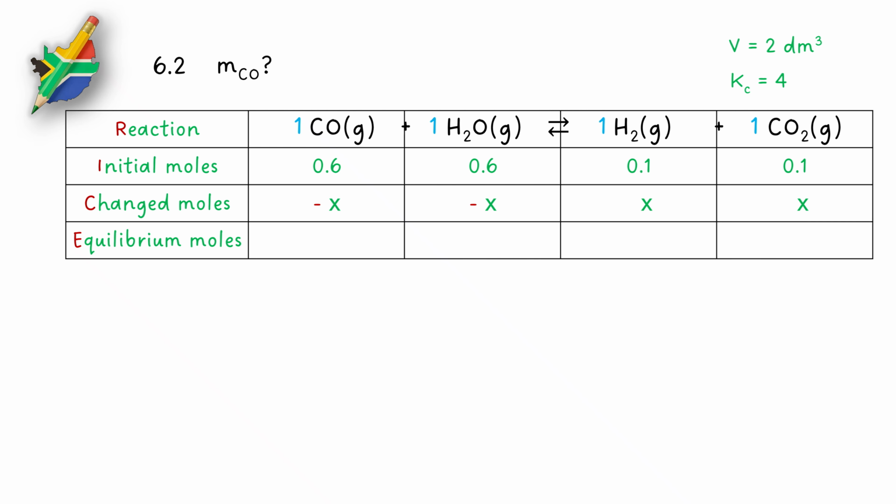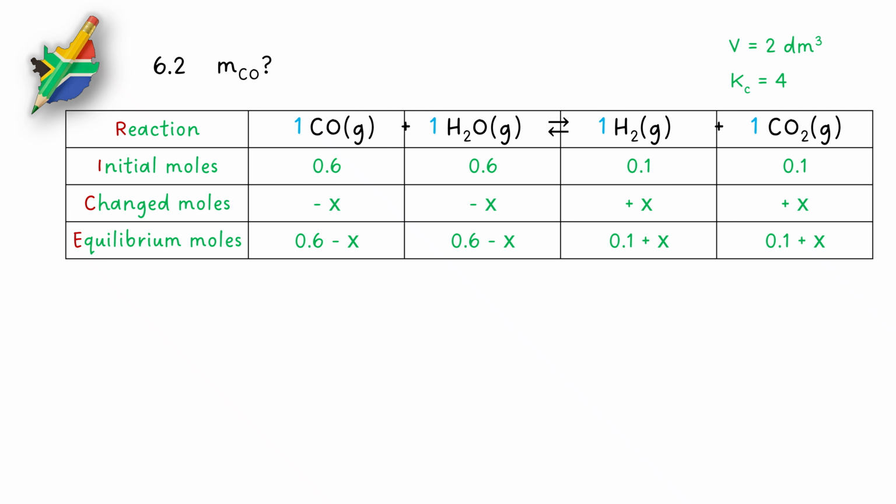To get the equilibrium moles for the reactants, we take the initial moles minus how much was used up. And so we get 0.6 minus X moles of each reactant present at equilibrium. Then, to get the equilibrium moles for the products, we take the initial moles plus how much was formed. And so we get 0.1 plus X moles for each product present at equilibrium. Now these mole values are in terms of X.